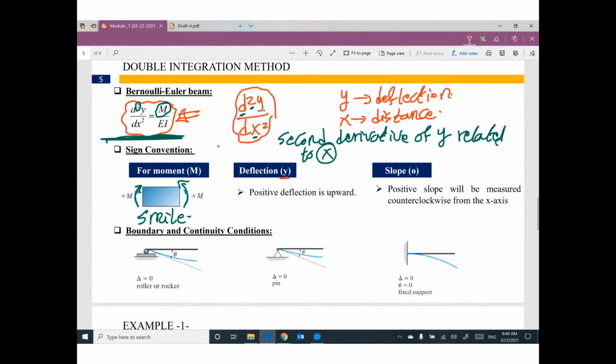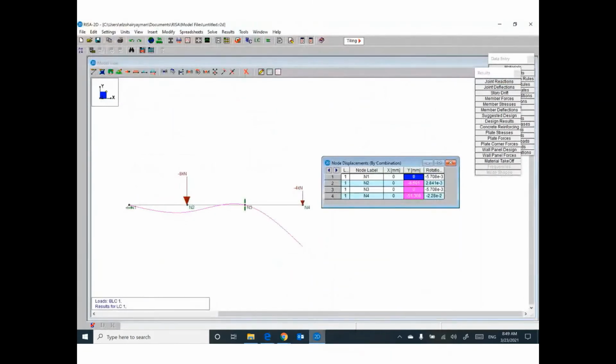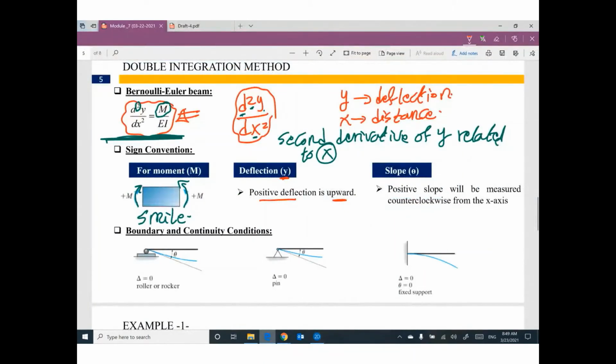For deflection, if the deflection moved up, the deflection will be positive. Do you remember? For this deflection, what is the value of y here? For node number 2, what is the value here? Negative. It means the point moved down. What will happen if y is positive? The point will move up. So the sign convention: y positive means the point moved up, y negative means the point moved down. That makes sense?